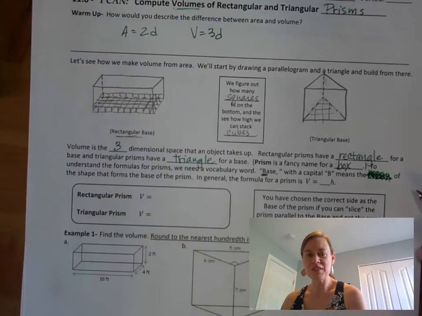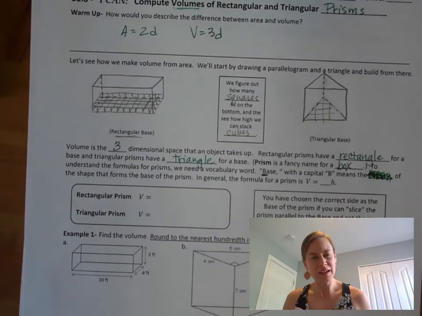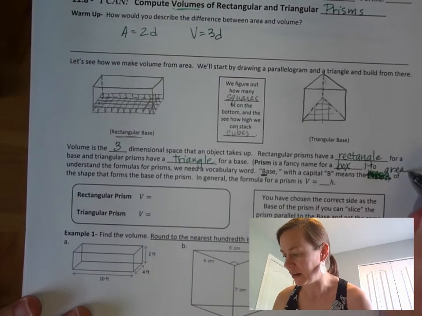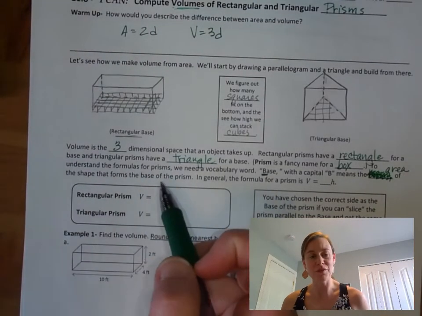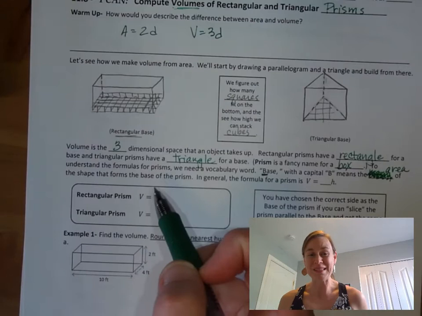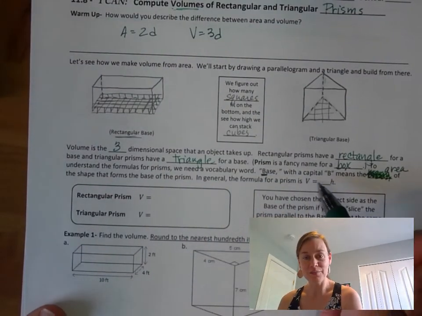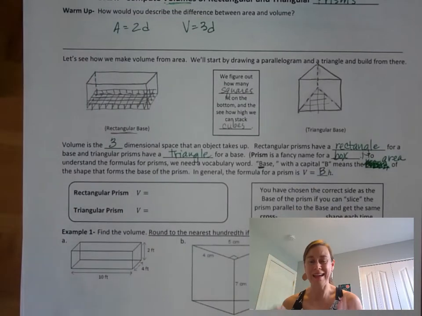But when we're using capital B in a formula, what we want to do is find the area of that bottom of the shape, and that's what the B is representing. So let's put area in this blank right here. Okay, so capital B means the area of the shape that forms the base of the prism. In general, the formula for a prism is volume equals base times height. And when I say base, make sure you say that capital B.